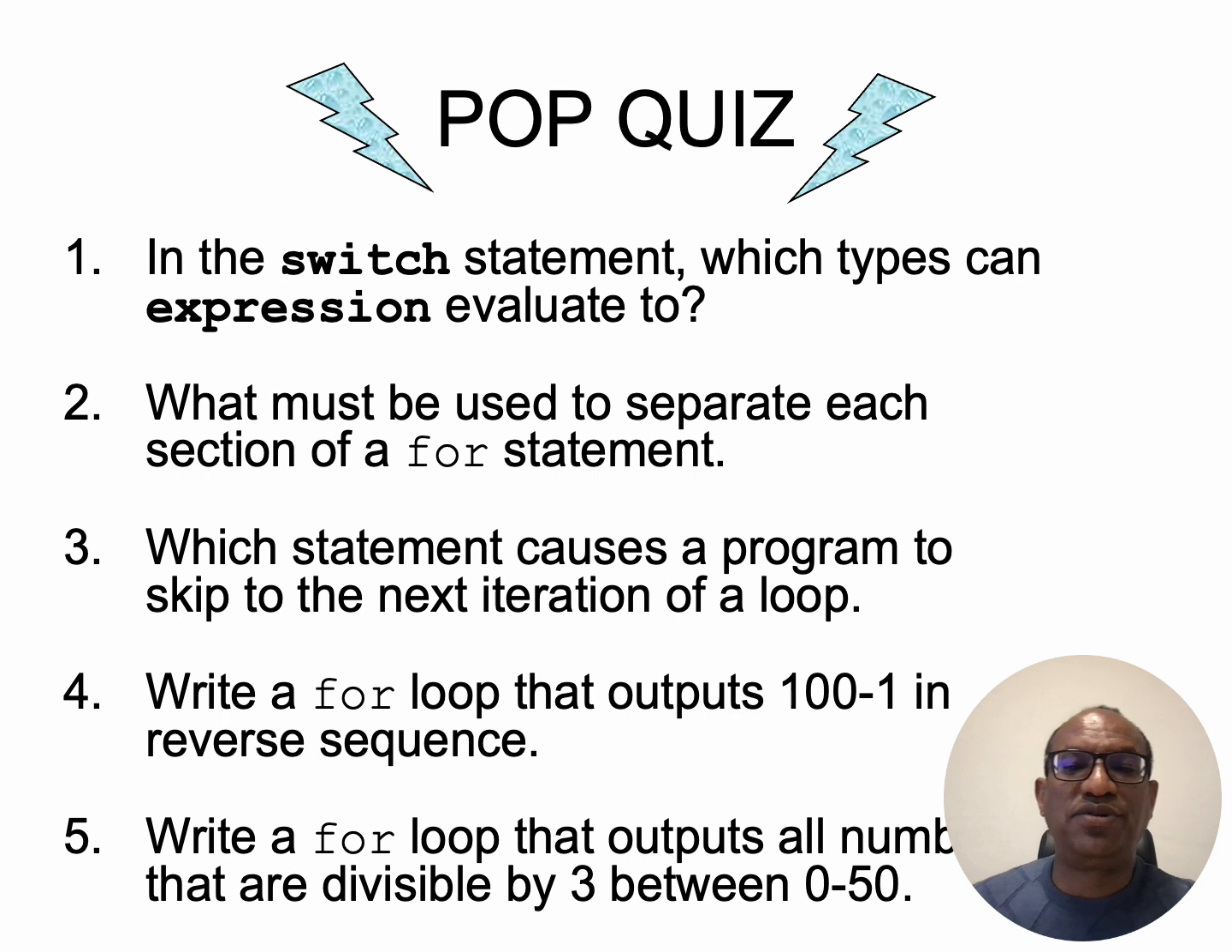The answers for this quiz: in the first one, in switch statements we can use as conditions char, byte, short or int, string, enumerator, and the other wrapper classes like Character, Byte, Short, Integer. The second question, the answer is a semicolon. For the third one, it's the continue statement.